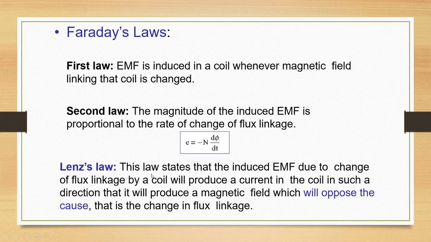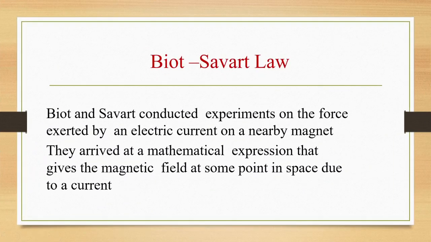Lenz's law states that the induced EMF due to change of flux linkage by a coil will produce a current in the coil in such a direction that it will produce a magnetic field which will oppose the cause, that is the change in flux linkage. Okay, the EMF induced will oppose the cause producing it. That is why the minus sign is there according to Lenz's law.